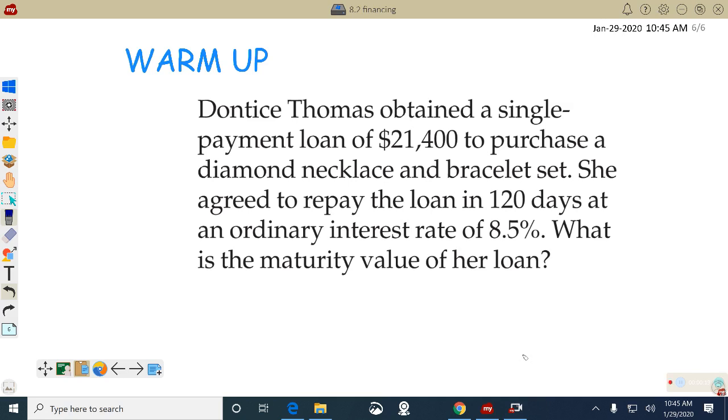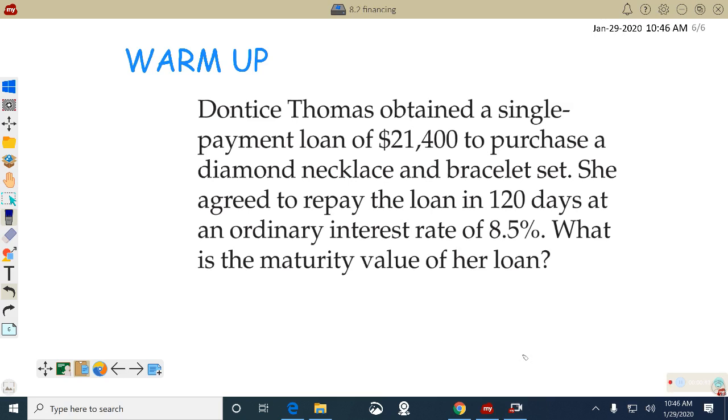So the warm-up today is: Dantas Thomas obtained a single payment loan of $21,400 to purchase a diamond necklace and bracelet set. So it's a girl's name, Dantas. She agreed to repay the loan in 120 days at an ordinary interest rate of 8.5%. What is the maturity value of her loan?